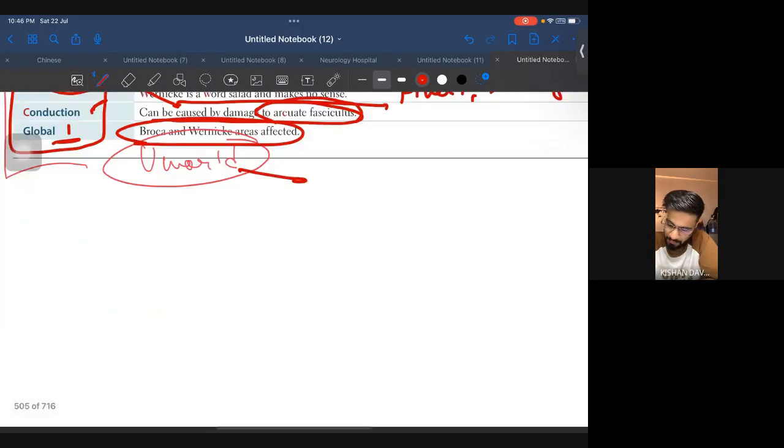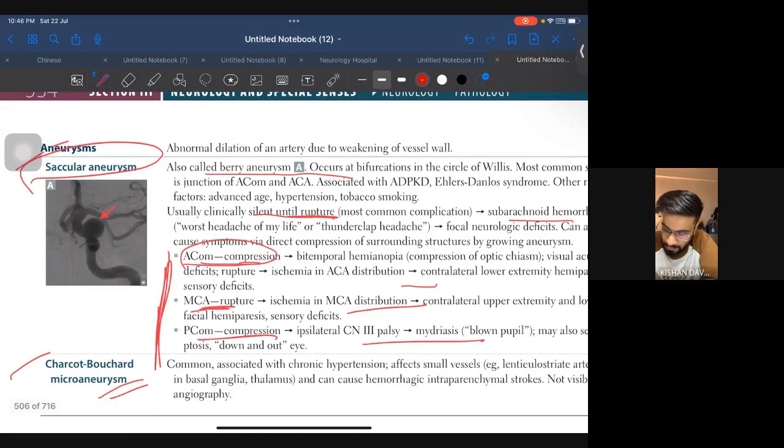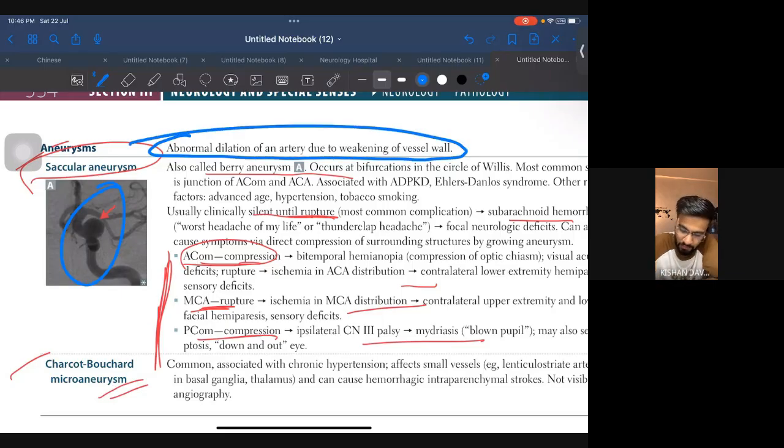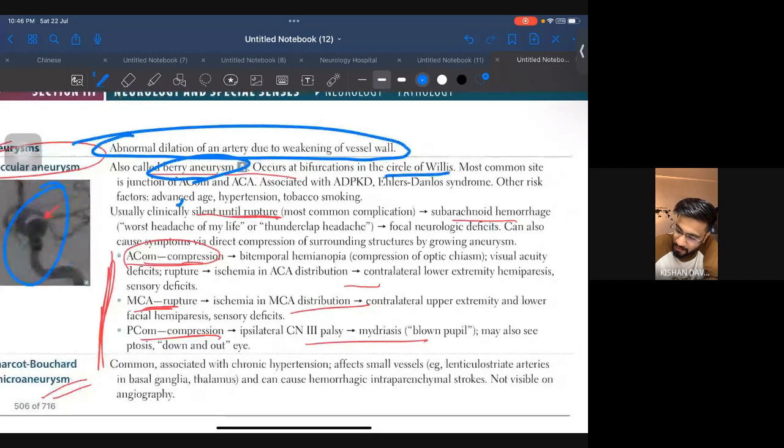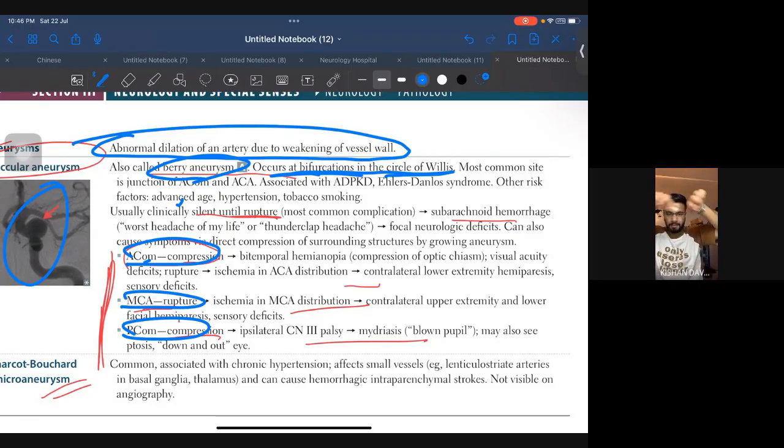Moving ahead, aneurysm. This is important. Look at this image, it is easy to identify. What is an aneurysm? Abnormal dilation of an artery due to weakening of the vessel wall. There are two types of aneurysm, saccular and Charcot-Bouchard. First, berry aneurysm occurs at bifurcations in the circle of Willis. There are three bifurcations: anterior communicating, MCA, and posterior communicating. Why MCA? Actually, MCA is a branch of ICA, but it looks like a bifurcation between the internal carotid artery and MCA. That's why this problem can occur there also.